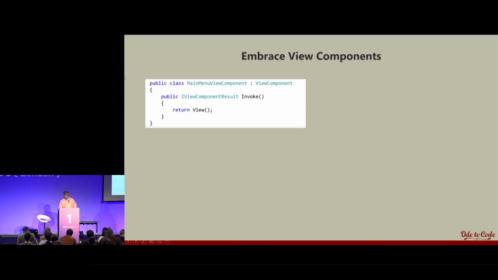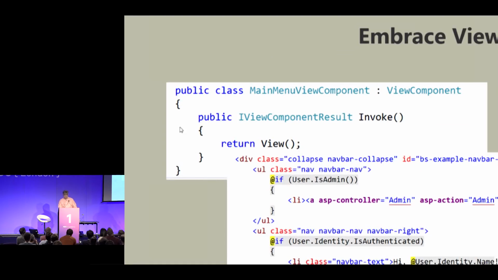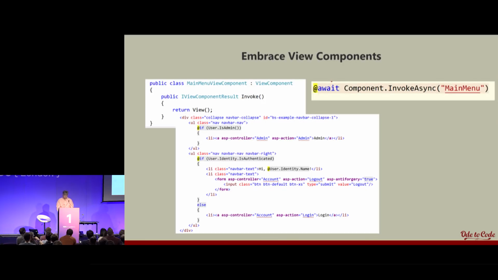So this is just returning a view, but you could also build up a model, return a model. It's all encapsulated. And I might build a component, for example, to encapsulate this bit of markup, which is my main menu. And then it's so easy to use that. Basically what I can do with Visual Studio 2017 and ASP.NET Core 2.0 is just say VC colon and then the name of my view component.